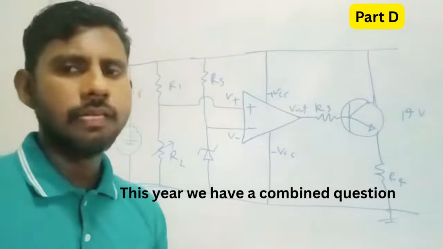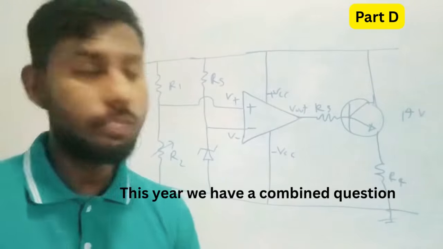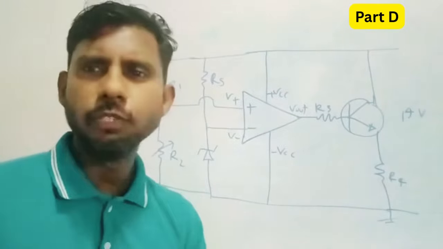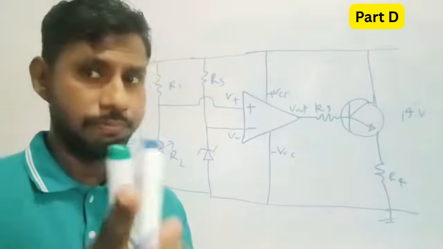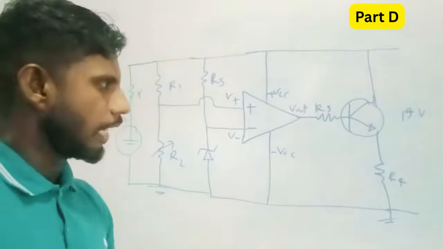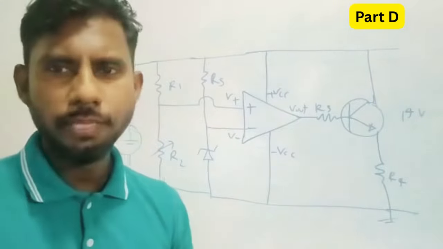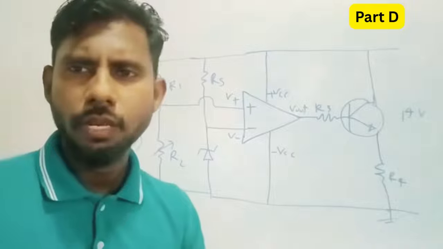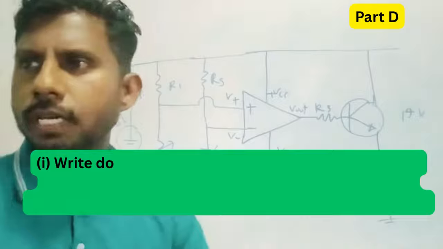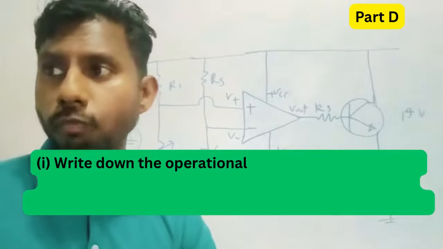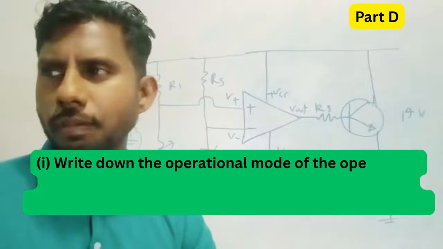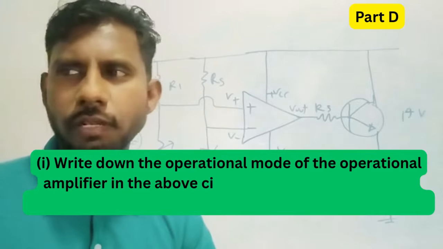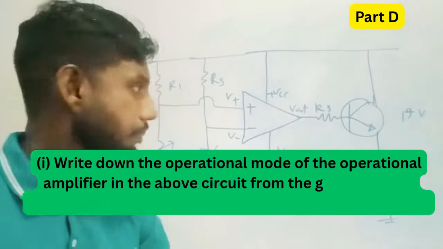But in this year we might be having a good gates question in MCQs, maybe. Let's see for that. Right, getting into this question, you have to have a basic understanding of electronic devices for sure. First question: write down the operational mode of the operational amplifier in the above circuit for the given choices: inverting amplifier, non-inverting amplifier and comparator.